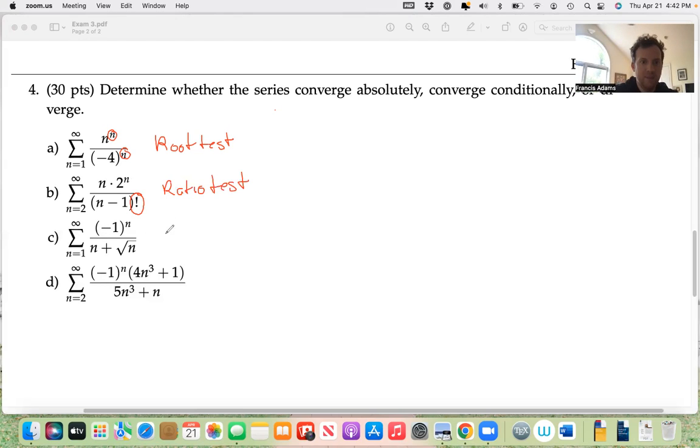In C, the thing that we can look at is the terms of the series look like the alternating part and a positive part.